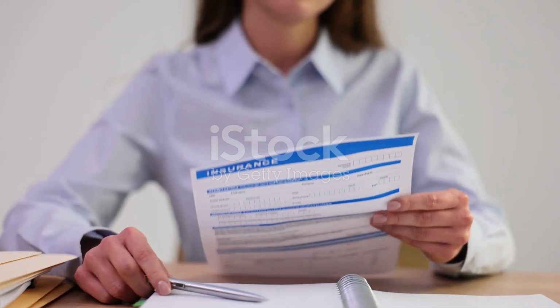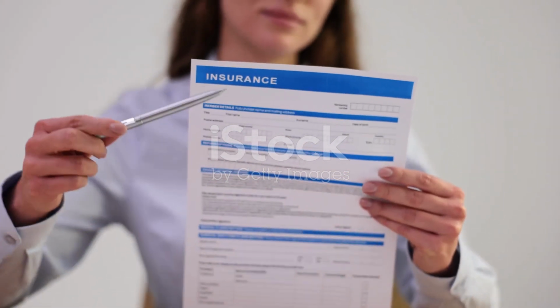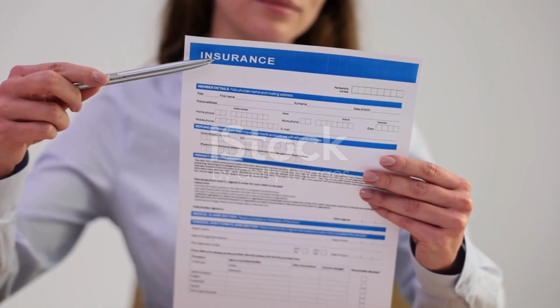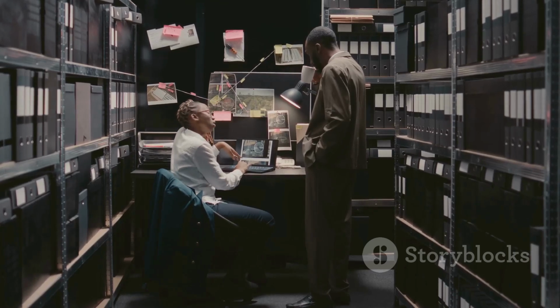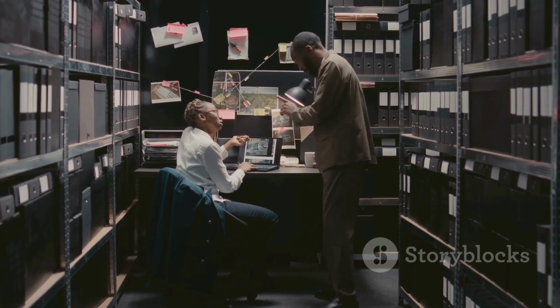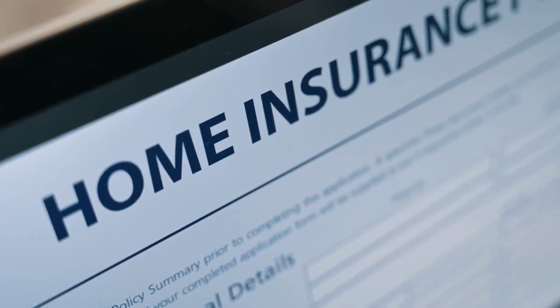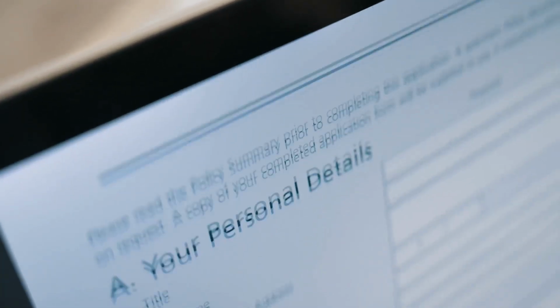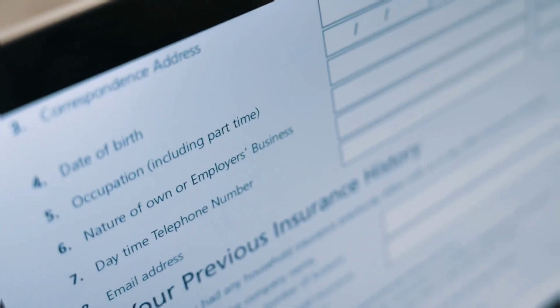The applicant is the person who applies for an insurance policy. This individual provides personal, medical, and financial information necessary for the underwriting process. The applicant's details are used by underwriters to assess the risk and determine the terms of the policy. The applicant must provide accurate and complete information to ensure the underwriting process is effective and fair.